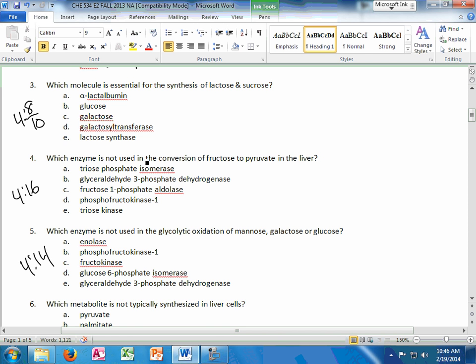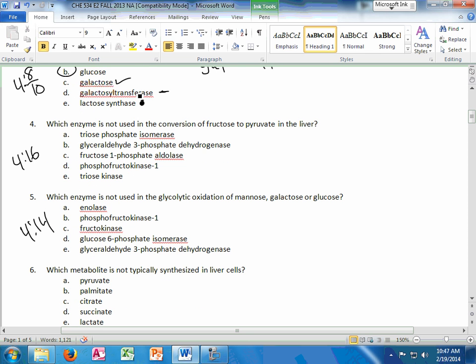This molecule is essential for the synthesis of lactose and sucrose. So remember, these both have a glucose in them. Lactose is galactose plus glucose, and sucrose is fructose plus glucose. So glucose is going to be your answer. Lactose only, everything else is lactose only as well. Remember to review lactose synthase. Lactose synthase is composed of this and this. So a 2-part enzyme, that comes up as a question sometimes.